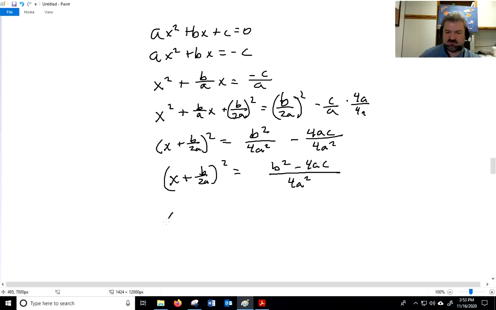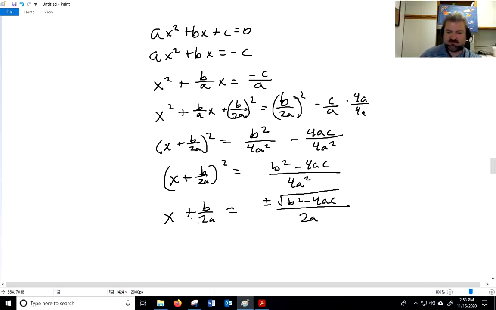We'll take the square root of both sides, but if you take the square root of both sides, you need plus or minus. So I'll take the plus or minus square root, and that's going to give me plus or minus the square root at the top. This is the square root of b squared minus 4ac. But you notice something about the bottom. The bottom's a perfect square, so when I take its square root, it's just 2a.